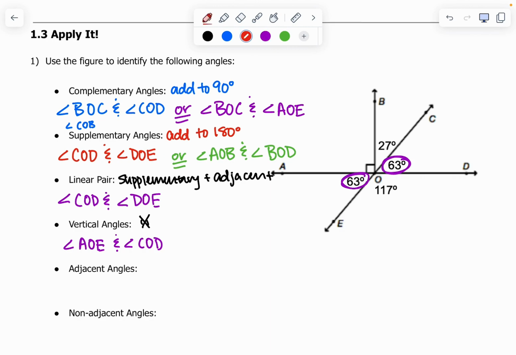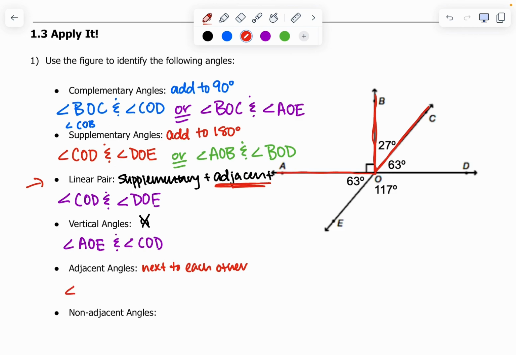All right, adjacent angles. We know that adjacent angles are going to be angles that are next to each other. Okay, and because we've already named a linear pair which had to be adjacent, that means that we have those adjacent angles. However, let's look for another two that are adjacent, maybe something that we haven't named before. Let's see, we have angle AOB, okay, that's that 90-degree angle, but BOC is also adjacent to it. So adjacent angles don't need to add up to anything specific. There's nothing specific about their measures, it's just about their location. So I'm going to have angle AOB and angle BOC.